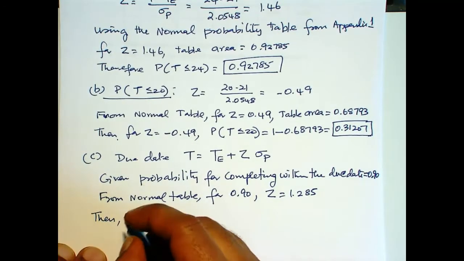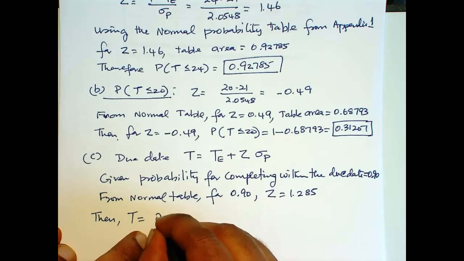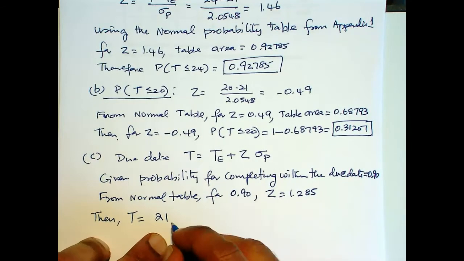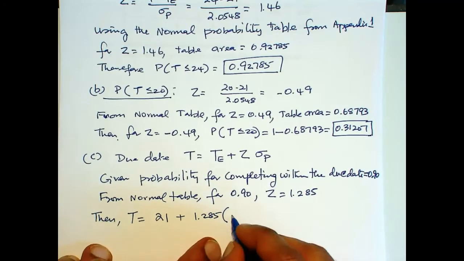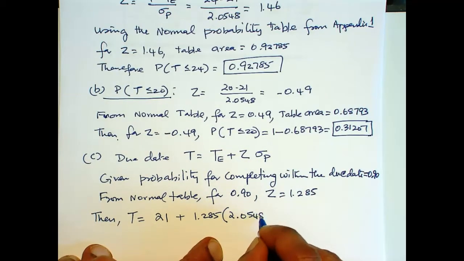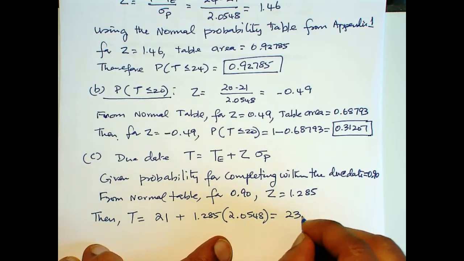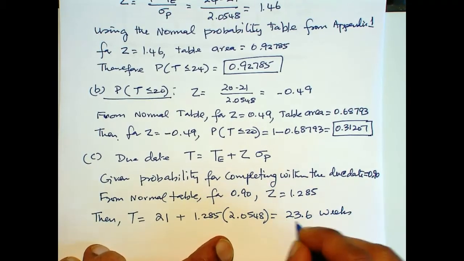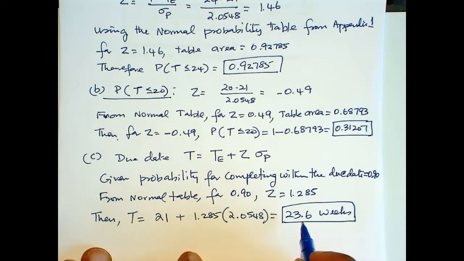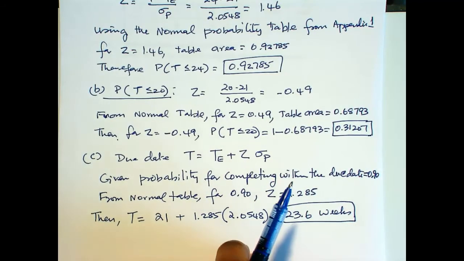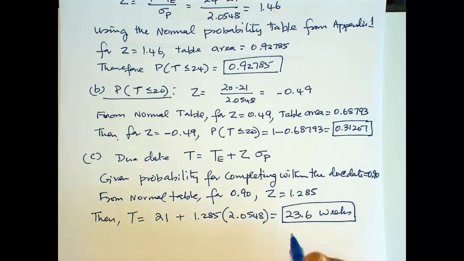So then the due date T is T sub E, 21, plus 1.285 for Z times sigma sub P, 2.0548. So that gives you 23.6 weeks is the due date. If you set the due date at 23.6 weeks, then we will have 90% probability of completing the project within 23.6 weeks. So this is the kind of analysis that we can do with PERT.